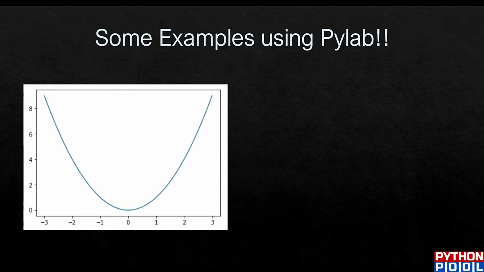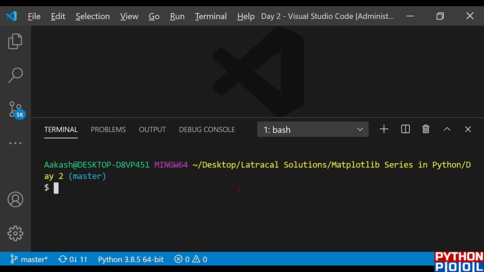In the last video, we saw the sine function plot, a simple plot using the PyPlot module. But today, we're going to see some examples using the Pylab module. Talking about this graph, we're going to design it today using the Pylab module. First of all, I'm going to code one file and name it test1.py.